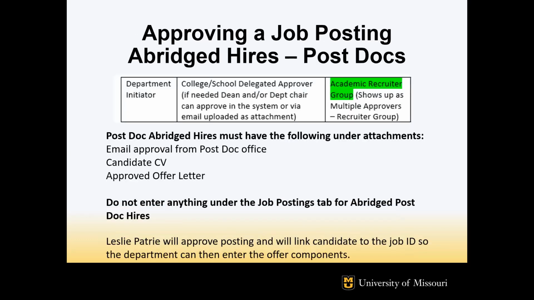Postdoc abridged hires are a bit different. The offer letter is not approved by HRS, but is emailed to the postdoc office from the department and will be approved via email. Once you receive the email approval, you can then create the job in eRecruit. You will need to include the email approval from the postdoc office, the candidate CV, and the approved offer letter under the attachments tab. I will approve the posting in the system and will link the candidate to the job ID based off the information on the CV.